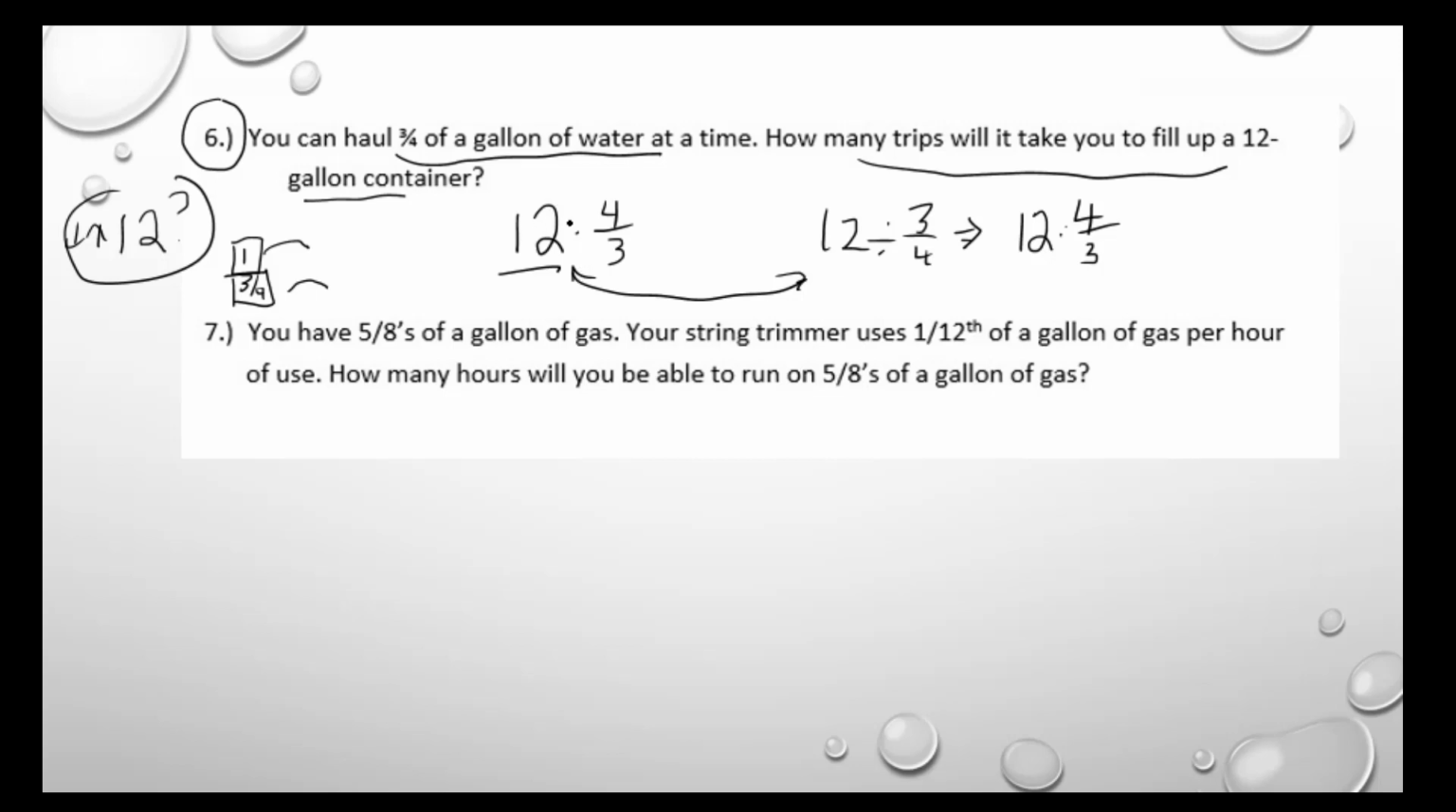So I'm going to reduce first. 12 divided by 3 is 4, and 4 times 4 is 16. So it's going to take you 16 trips.